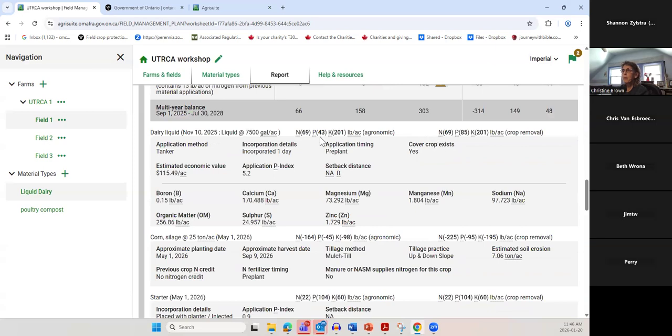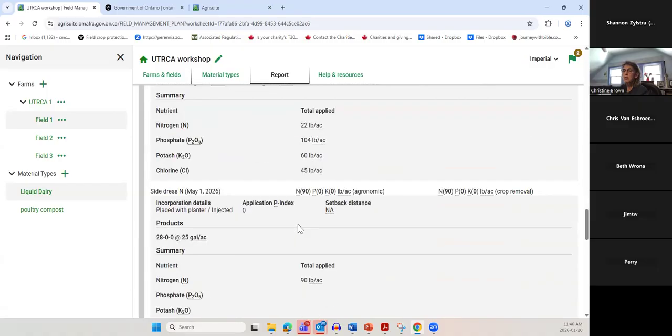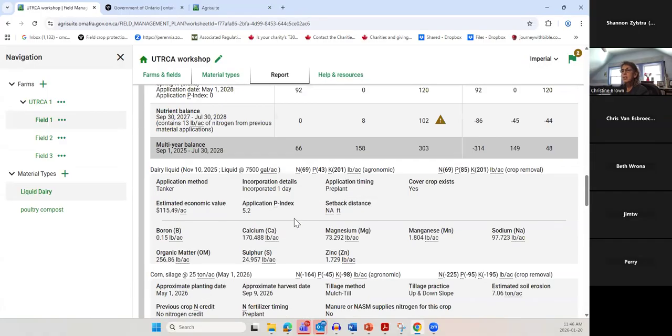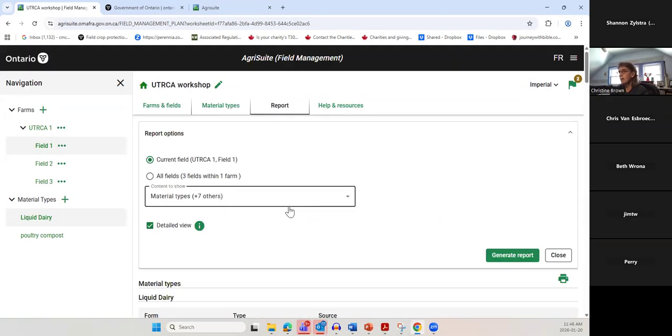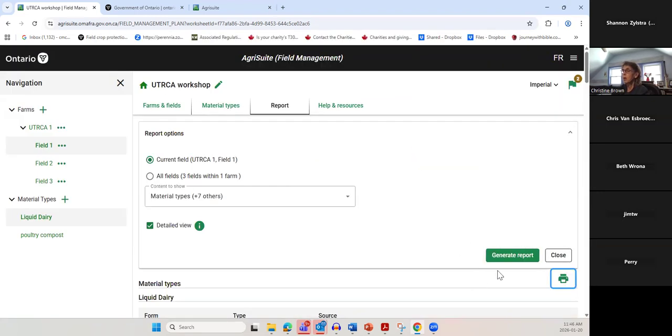Then it gives me the information that I included for the application of the dairy manure, corn silage, the fertilizer I applied. So it basically goes through all the different things we did in that program. It's there mostly if you want to come back and be able to adjust it. If I wanted to, I can print this report. I could share this with, let's say I have a consultant and I want to share it with the consultant. I can either save it as a PDF or I can print it.